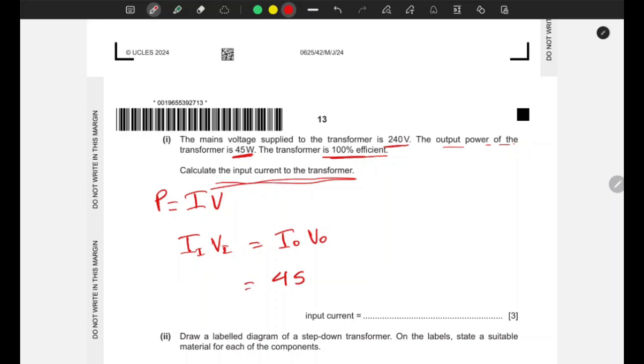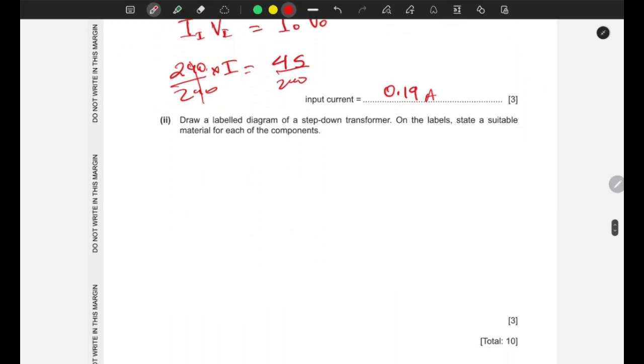And we have the input voltage, which is 240 volts. So 240 volts times the current would give us 45. So divide both sides by 240. So that would give us 45 over 240. That is 0.19 amps, of course. So that's the current.